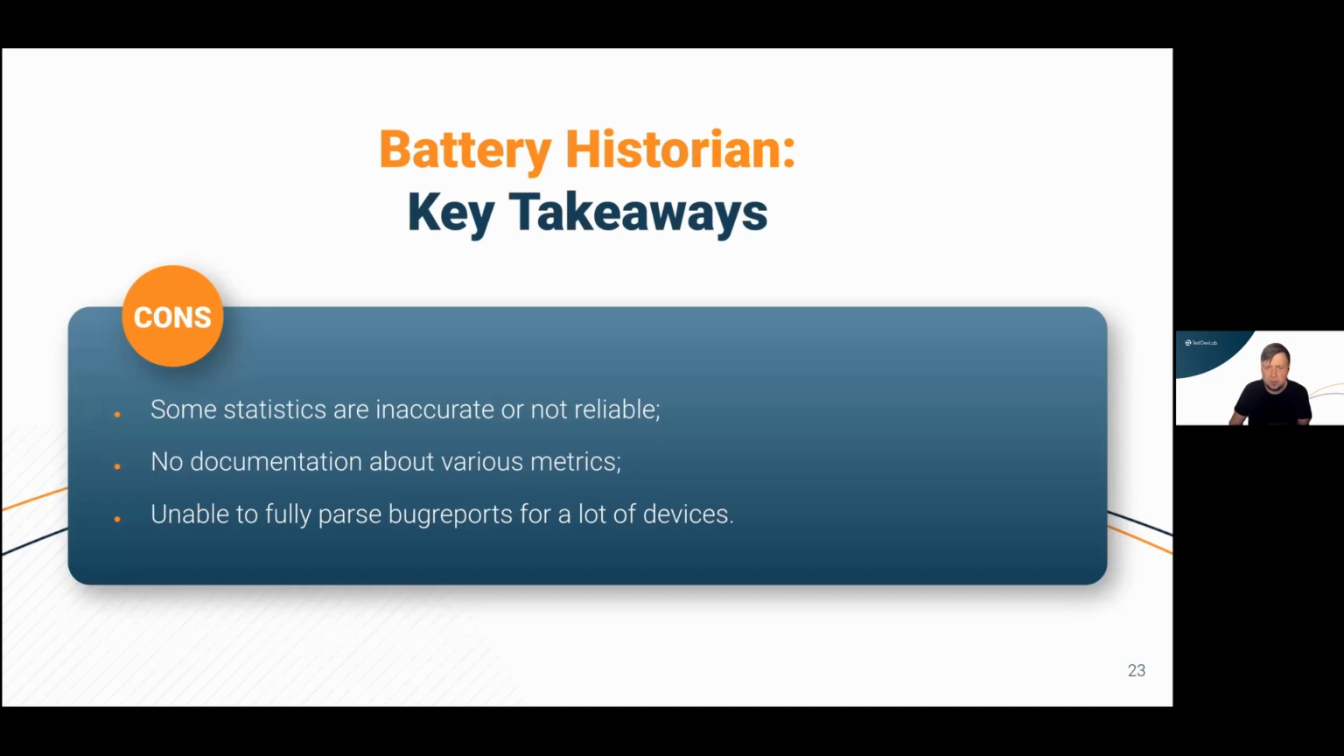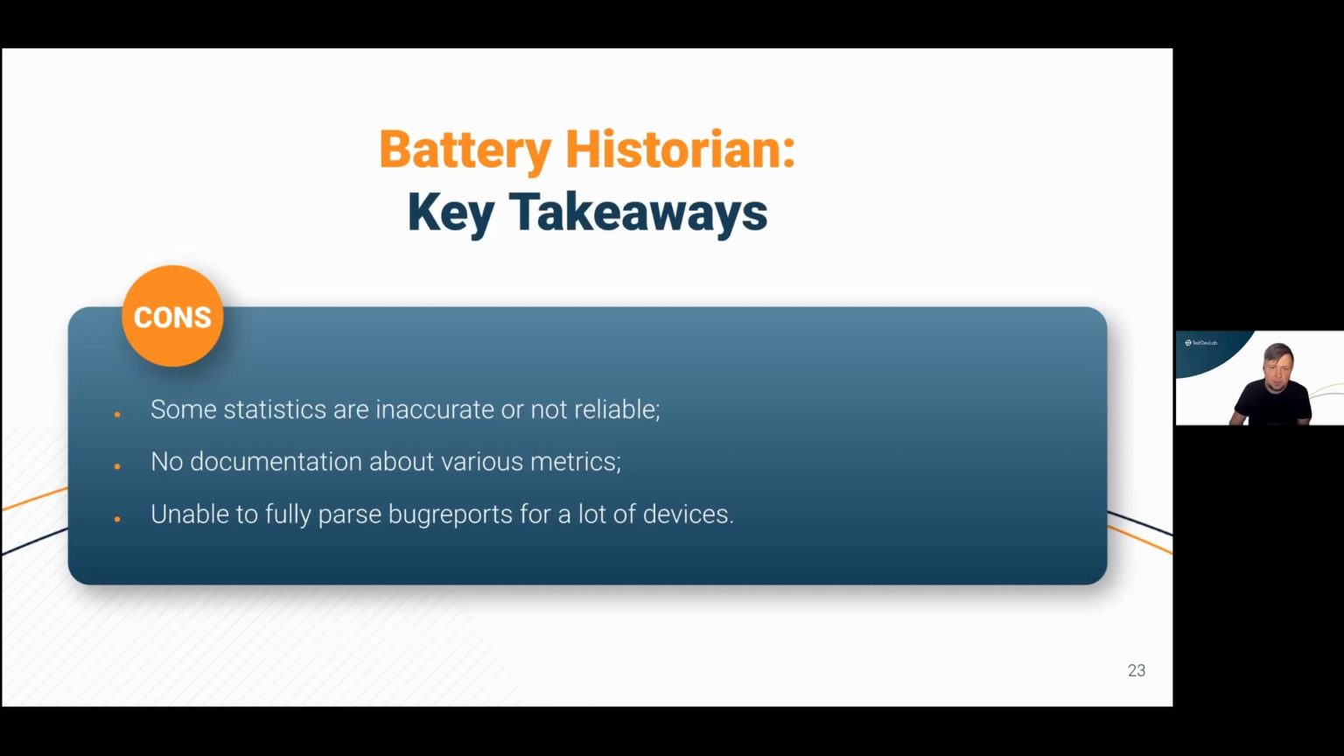So these might be inaccurate in some cases. And the documentation about the meaning of different metrics is also basically non-existent. So quite often you have to check Battery Historian source code to see what some metrics actually mean or how they are gathered, or sometimes you need to check Android source code to see how the logs are generated in the first place that Battery Historian is analyzing.